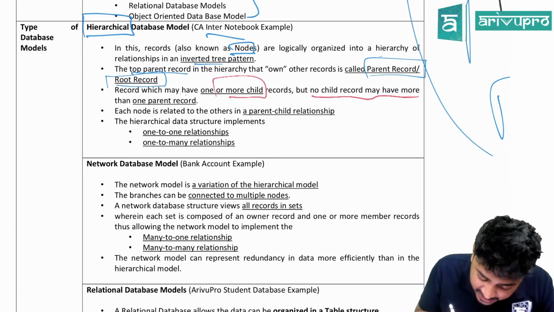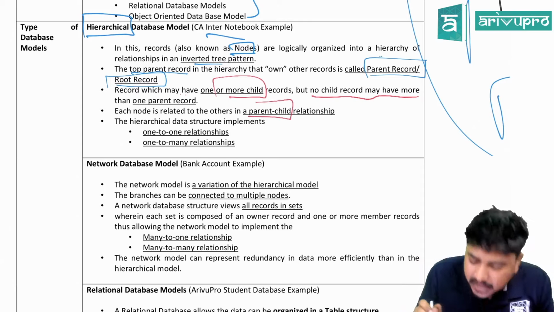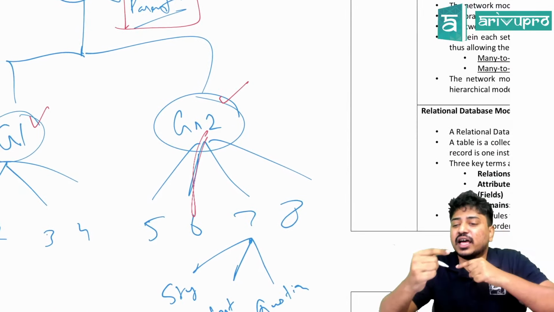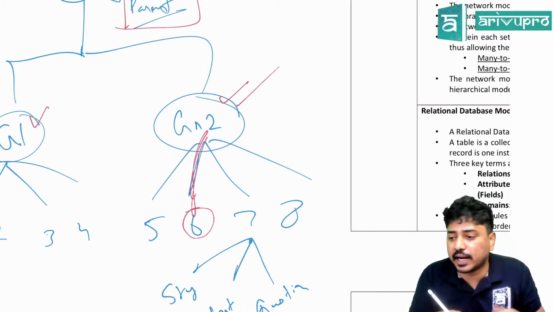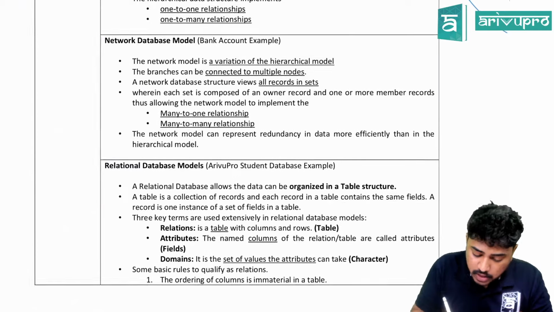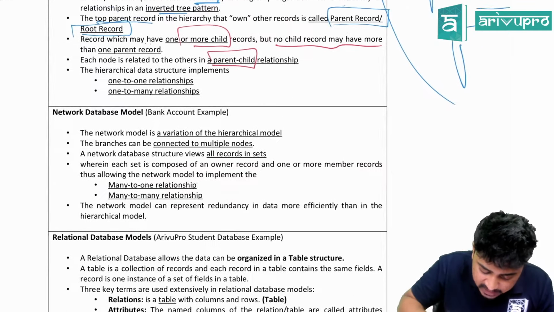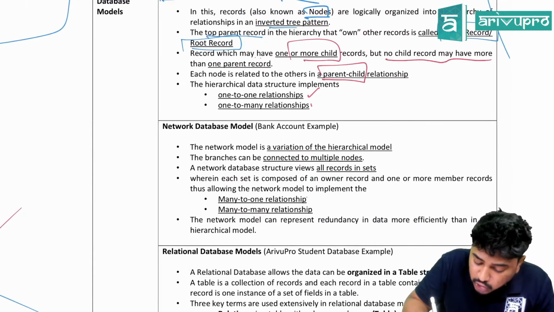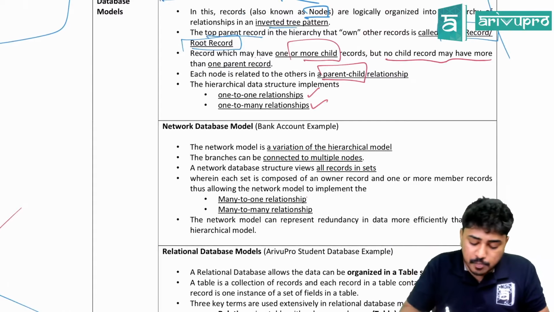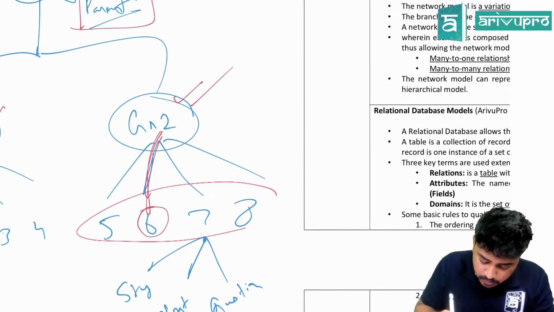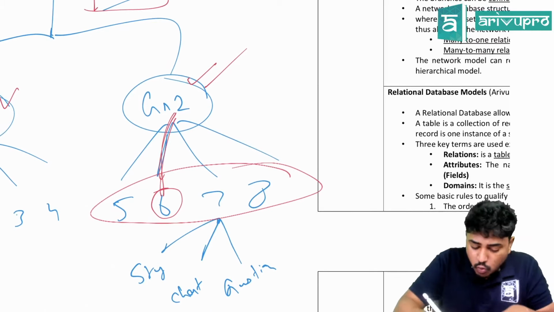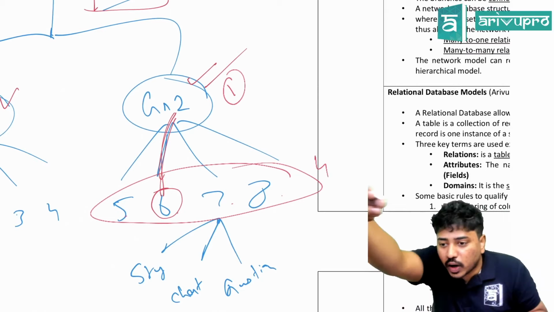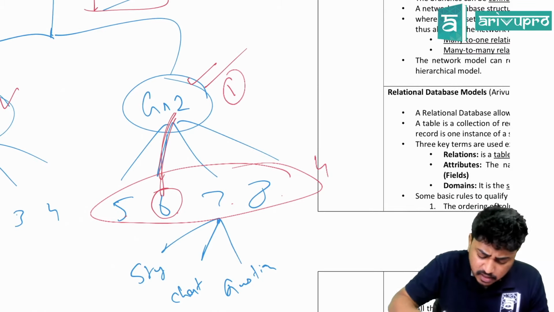Each node is related as a parent-child relationship. So for the sixth paper, who is the parent? Group 2. So there is a one-to-one relationship or a one-to-many relationship. If you see here, group 2 has this 1. How many relationships does it have? 1, 2, 3, 4. So 1 to many.